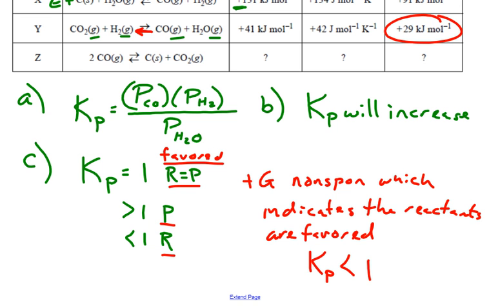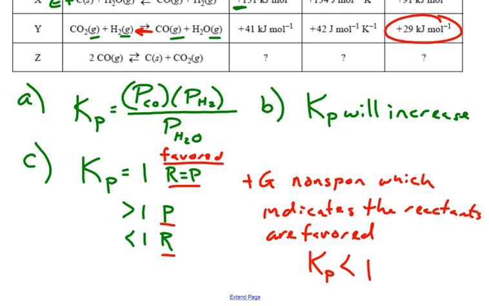Kp will be less than 1. So positive G means it's non-spontaneous, which indicates the reactants are favored. So Kp would be less than 1. Okay? So please understand, if you're ever not sure, Ks and Gs link together quite well.